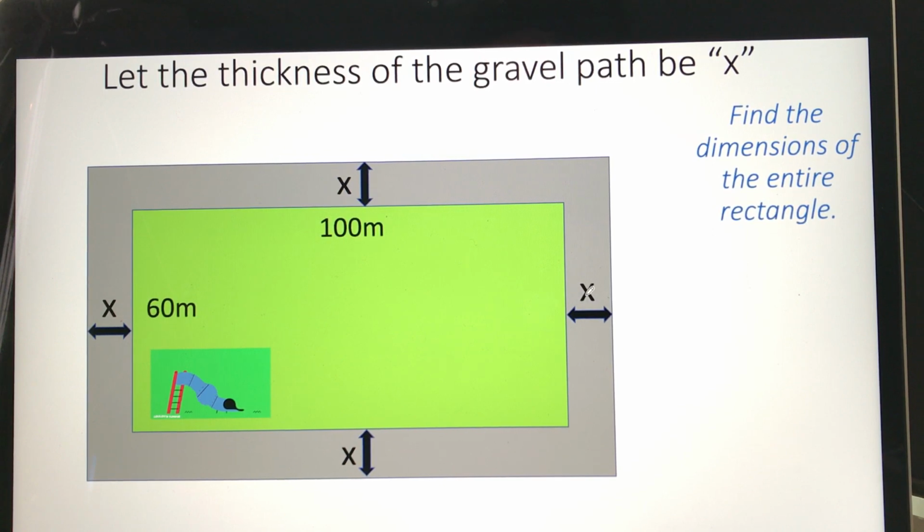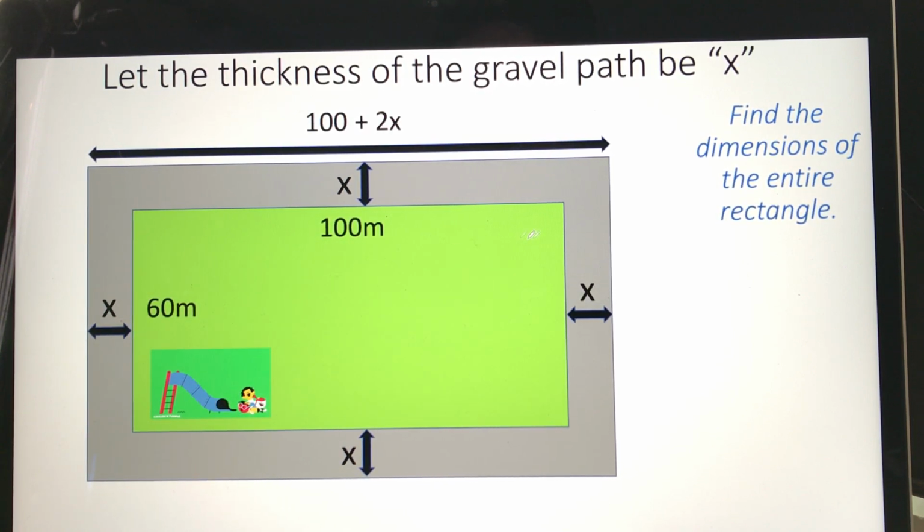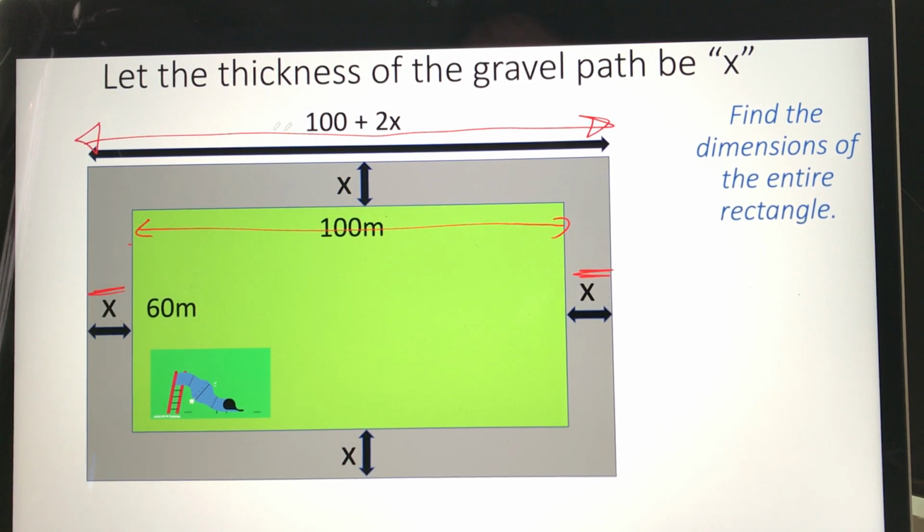So what I'm now going to do is find the dimensions of the entire rectangle because I'm told the entire area. So I know that the green part here is 100. So this entire length, if the green part there to there is 100, and I've added an x here and added an x there, then the entire gray part, including the green, the entire new rectangle, the new length has to be my green 100 plus that x plus that x. So plus 2x. So 100 plus 2x is my new length.